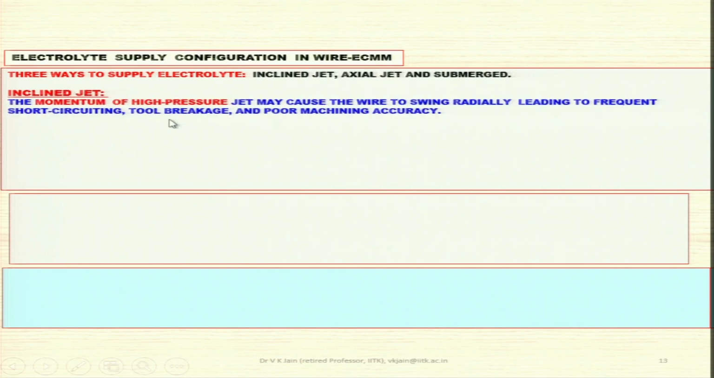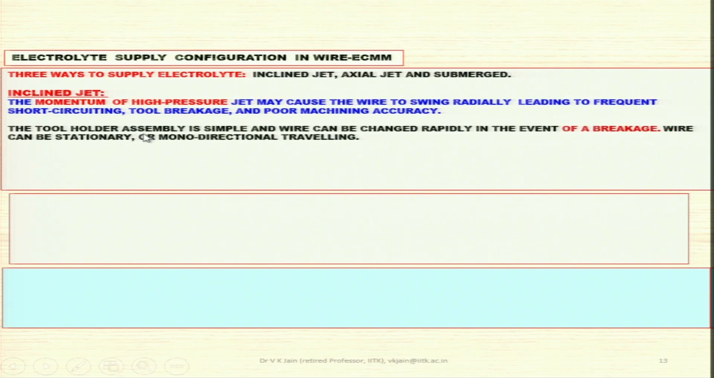Electrolyte supply configuration in wire ECMM. We have seen 3 ways to supply electrolyte: inclined jet, axial jet, and submerged. We have already seen this in the earlier slide. Inclined jet: the momentum of the high pressure jet may cause the wire to swing radially, leading to frequent short circuits. This is the disadvantage of this type of system, and if short circuiting takes place, it will lead to tool breakage and poor machining accuracy. The tool holder assembly is simple and the wire can be changed rapidly in the event of breakage. The wire can be stationary or monodirectional traveling.